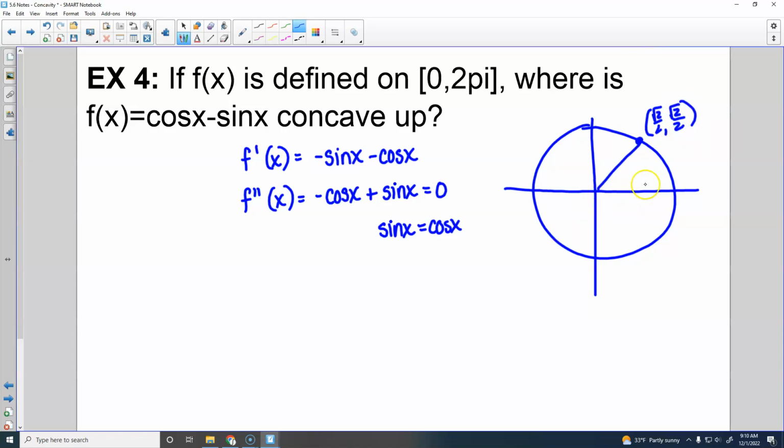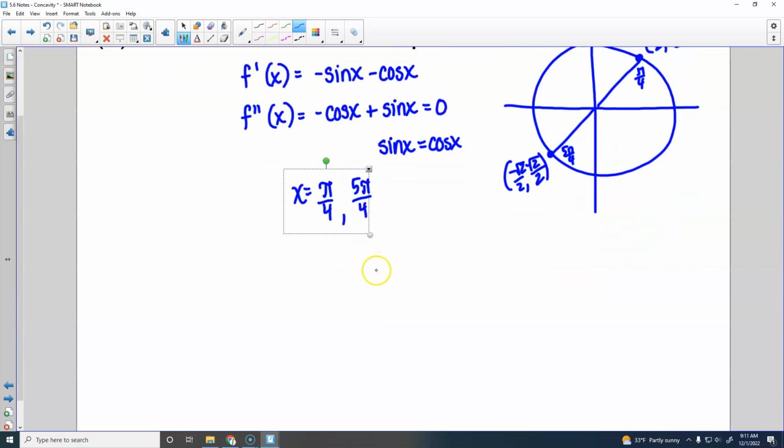And then where else? 5 pi over 4. No, they're both negative. There. So we're going to have x equals pi over 4 and 5 pi over 4 as our sort of critical points. Not exactly critical points, right? Because this is the second derivative.